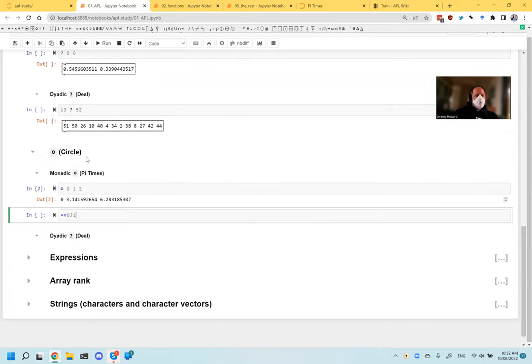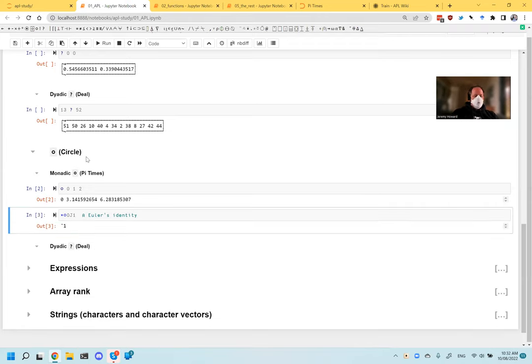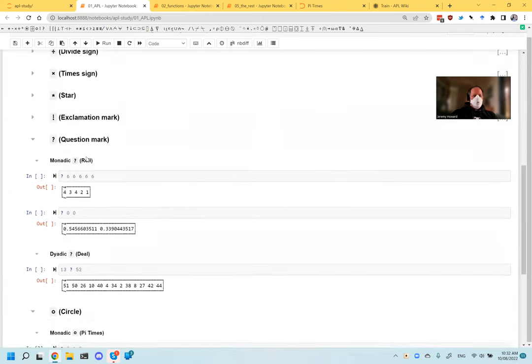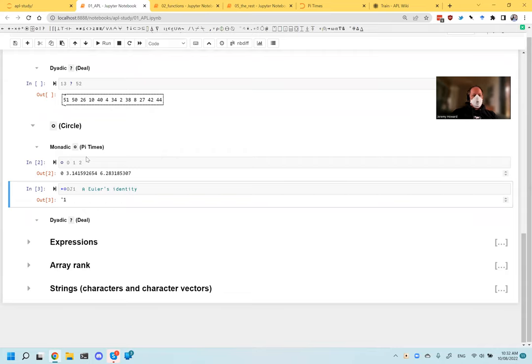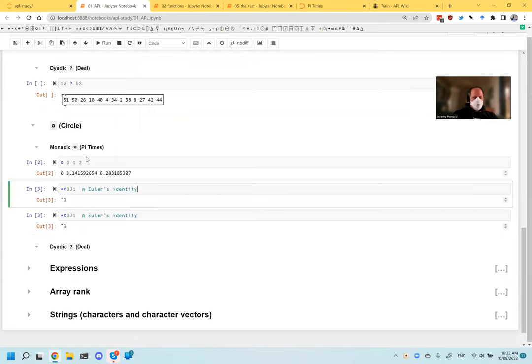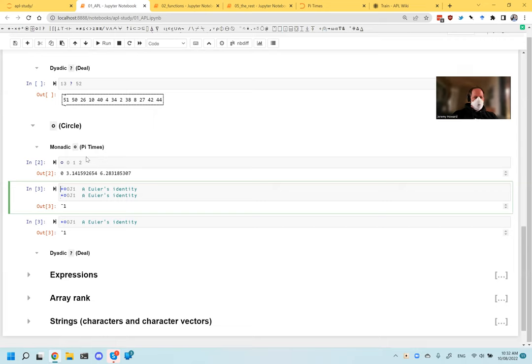Euler's identity. So e to the pi i. Euler's identity. Although at this point we haven't done any kind of train thing, so maybe we should do that in two steps. Pi i equals pi i.